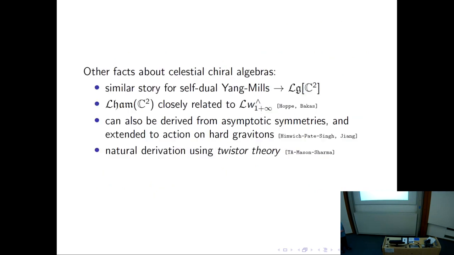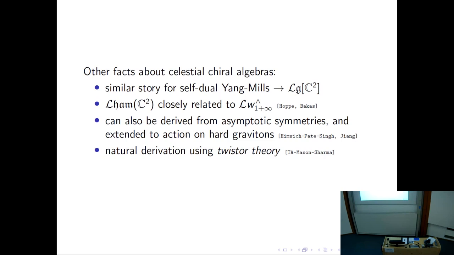Okay, so there are many interesting facts about these celestial chiral algebras. There's one for the self-dual sector of Yang-Mills theory as well, which is just the loop group of Lie algebra-valued polynomials on C2. As I said before, this L-ham C2 is closely related, although not literally equal to the loop group of the wedge algebra of little w1 plus infinity. Again, if you haven't drunk the Kool-Aid, you should think of this little w1 plus infinity as a classical limit of higher spin symmetry algebras that you get in 2-dimensional conformal field theories.